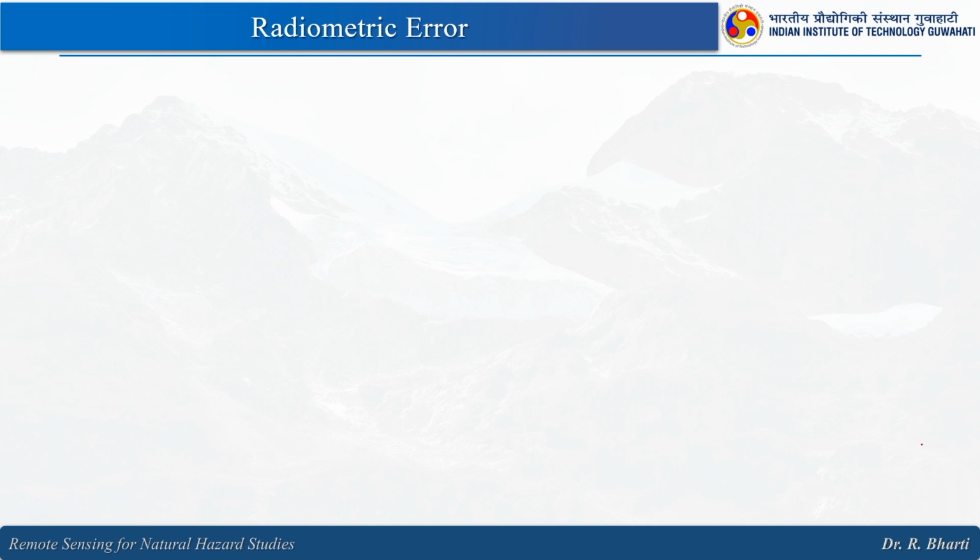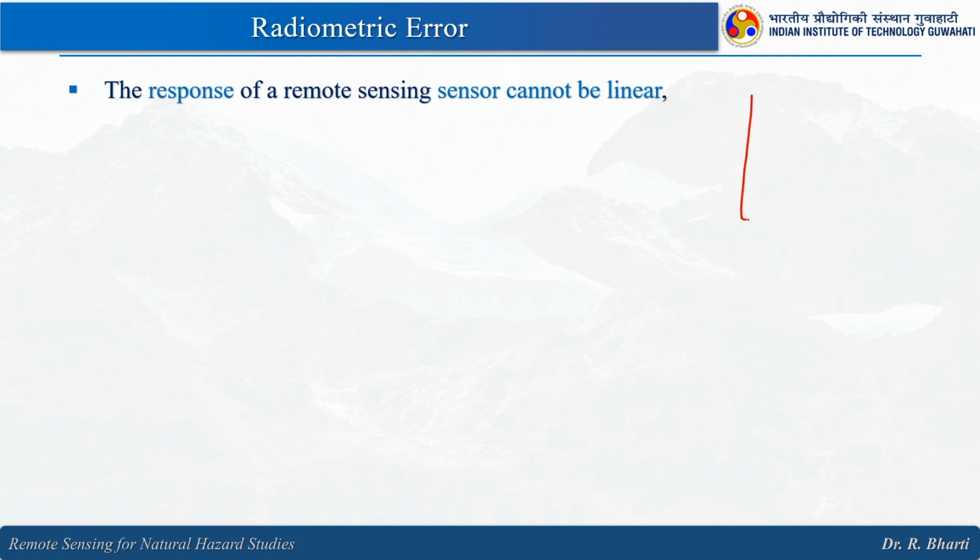Now, we will talk about the radiometric error. The response of a remote sensing sensor cannot be linear. One thing that we discussed is the sensitivity of a detector. It says that 400 to 500 nanometer wavelength energy it can absorb or sense. But if you see, this particular region does not have a good sensitivity. So, it cannot be linear.